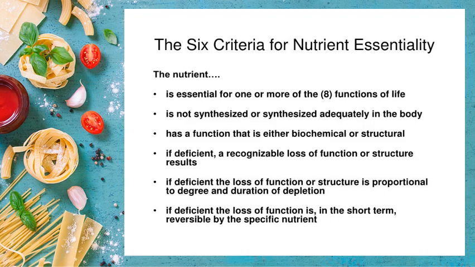There are 6 criteria of nutrient essentiality. First, the nutrient is essential for one or more of the 8 functions of life. These are nutrition, excretion, transport, synthesis, growth, regulation, reproduction, and respiration. Second, the nutrient is not synthesized or synthesized inadequately in the body. Has a function that is either biochemical or structural. If the nutrient is deficient, a recognizable loss of function or structure results. If deficient, the loss of function or structure is proportional to degree and duration of depletion. If deficient, the loss of function is short-term reversible by the specific nutrient.